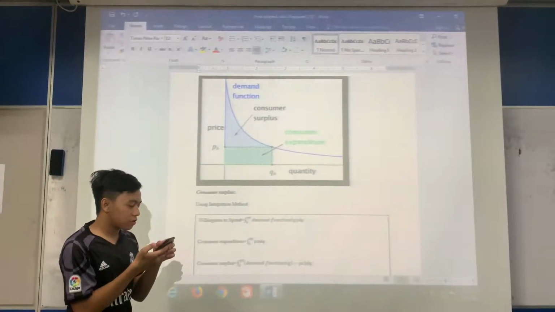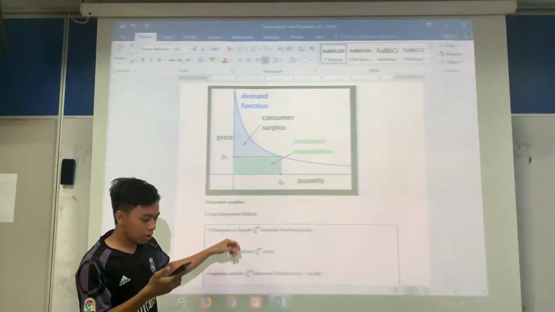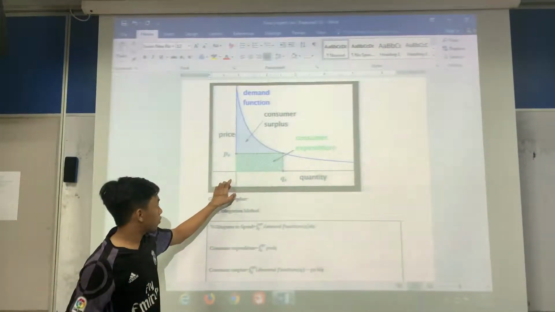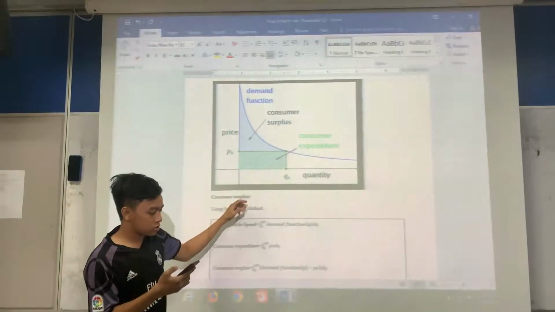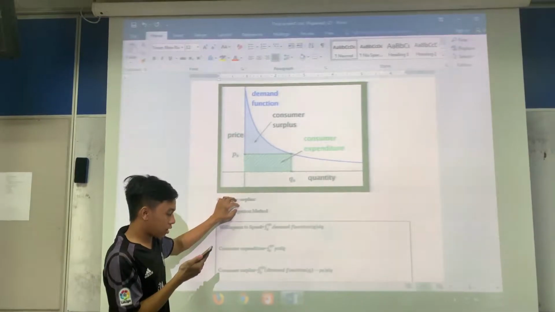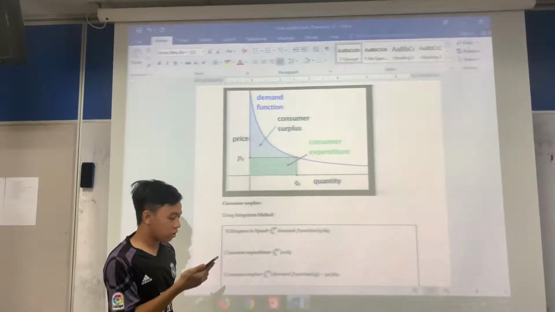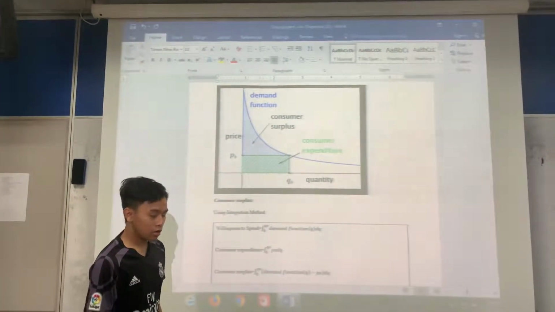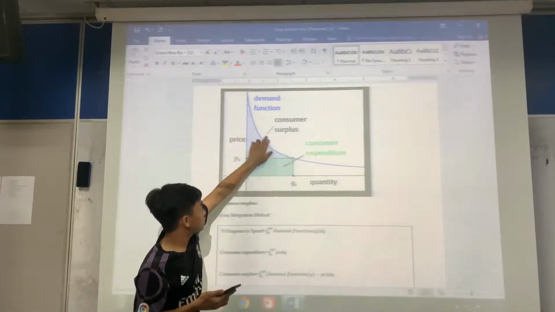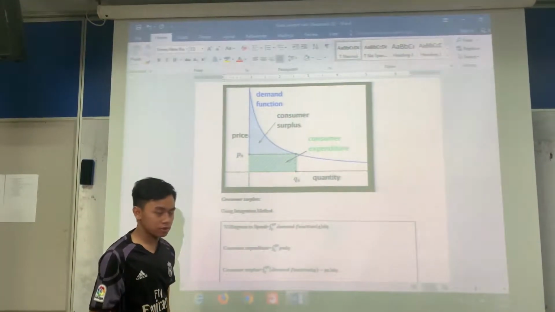Okay, focus first on the consumer side. This is the diagram of consumer surplus. So the area under the demand function from 0 to the quantity sold is to measure the consumer willingness to spend. So the area of the rectangle with height and base is to measure the actual consumer expenditure. So the difference between this minus this is consumer surplus.